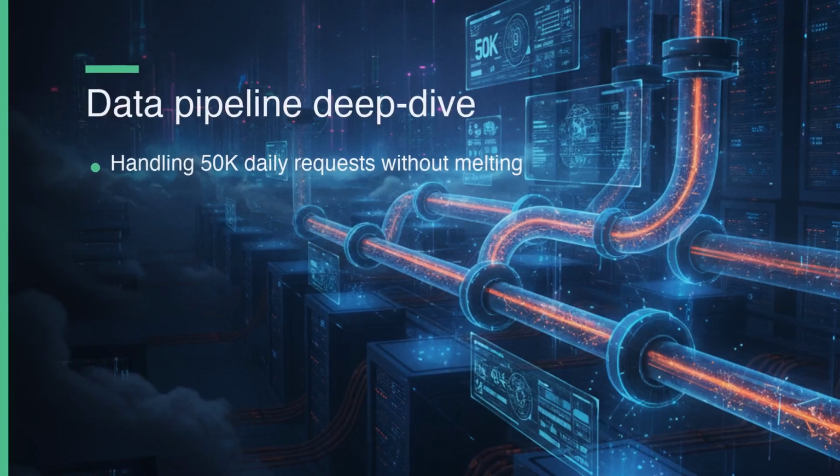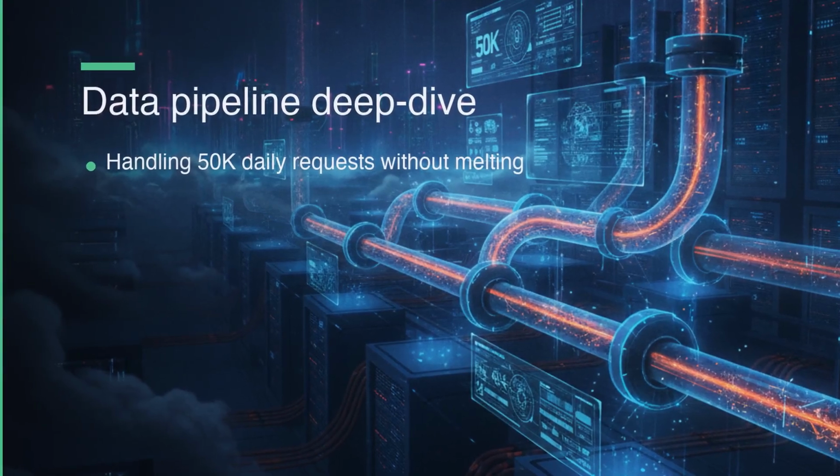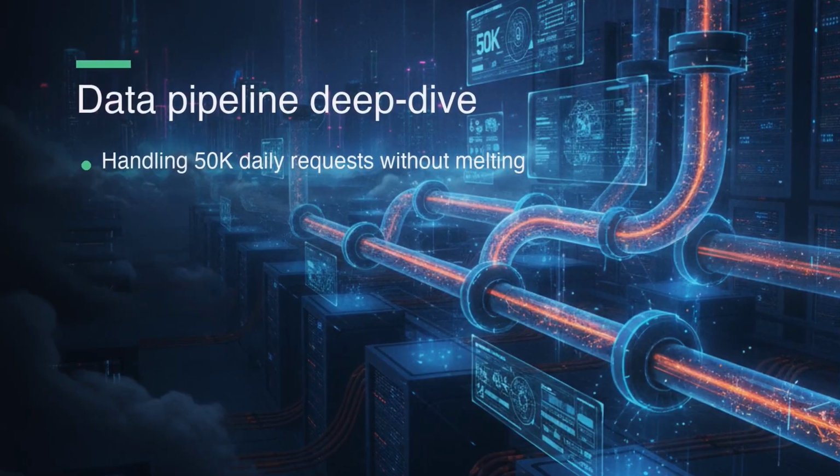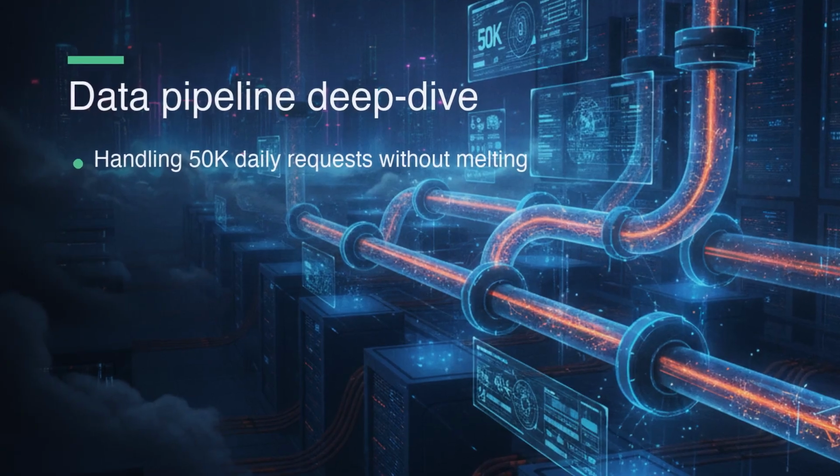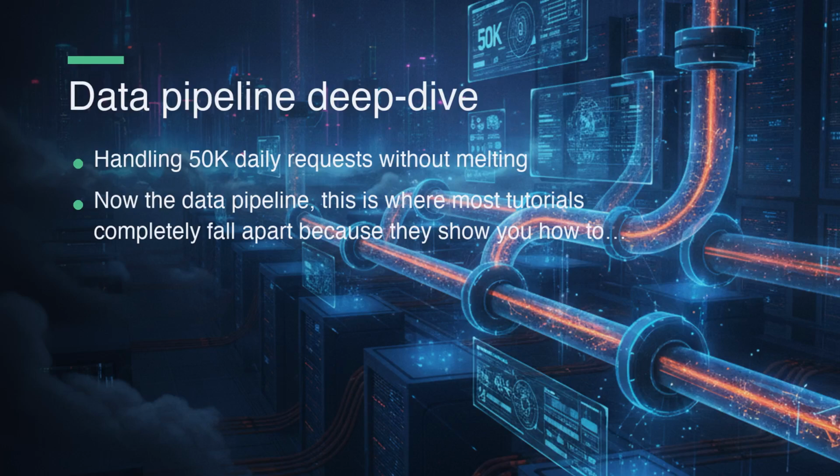Now the data pipeline. This is where most tutorials completely fall apart because they show you how to process a CSV, not how to handle a fire hose of unstructured documents coming in at unpredictable intervals. The system ingests documents from multiple sources, direct uploads, webhook integrations from various platforms, and a batch import system for enterprise customers. Each path has completely different characteristics. Direct uploads are synchronous. Users are waiting, you need to process fast. Webhooks come in bursts and can back up. Batch imports might drop 50,000 documents at once.